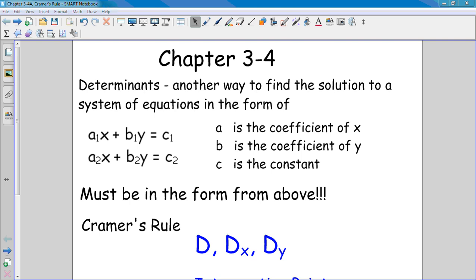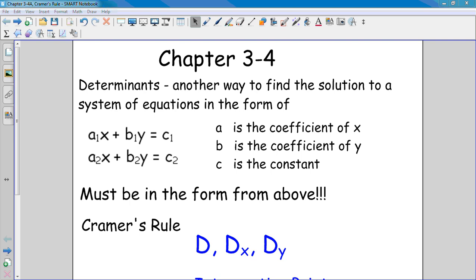Determinants is another way to find the solution of a system of equations in the form of ax plus by equals c, where a, b, and c are numbers or coefficients. A and b are coefficients. C is the constant number. What is a coefficient? Remind me again. The number in front of the variable. So A, B are the numbers in front of the variables.